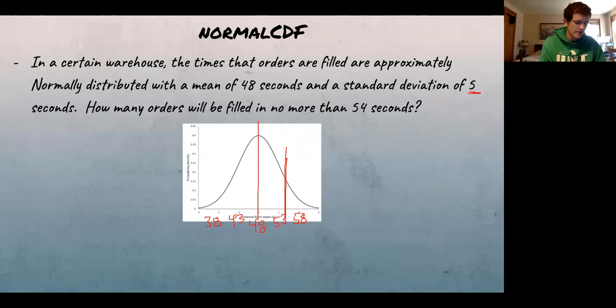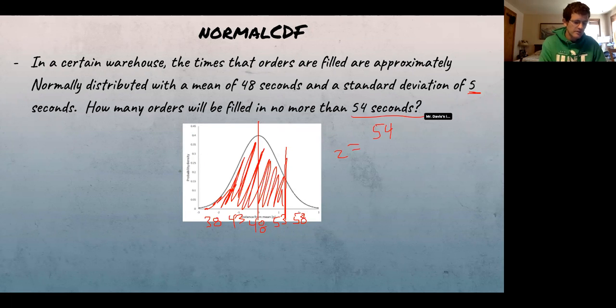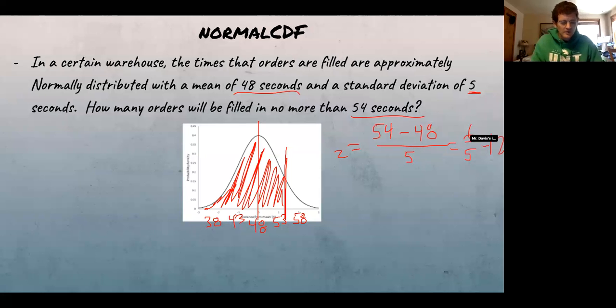So I want to calculate z-score. So 54, right there, minus the mean, which is 48, found in the problem, divided by the standard deviation of 5. And that, I can get an answer. 6 divided by 5 reduces down to 1.2. All right, now sometimes it doesn't want to write. Okay, 1.2.